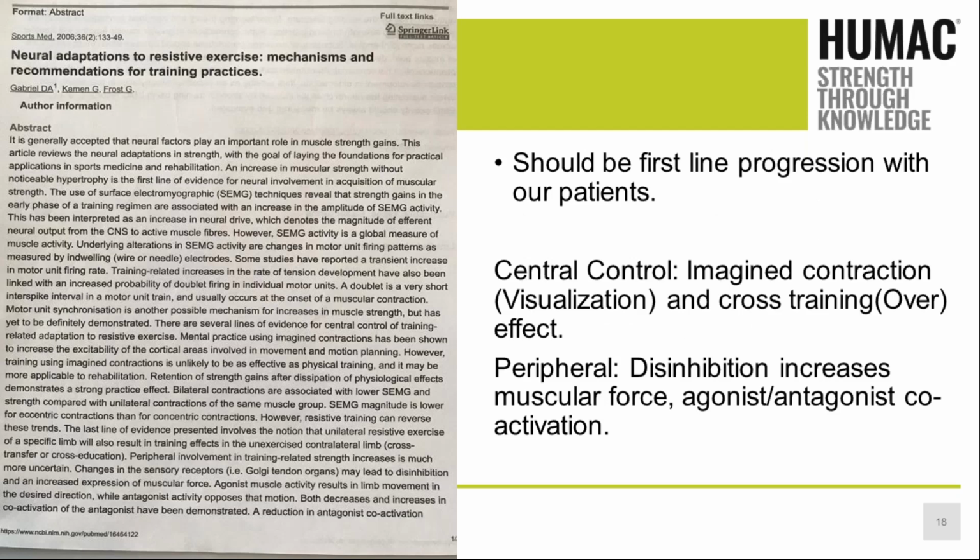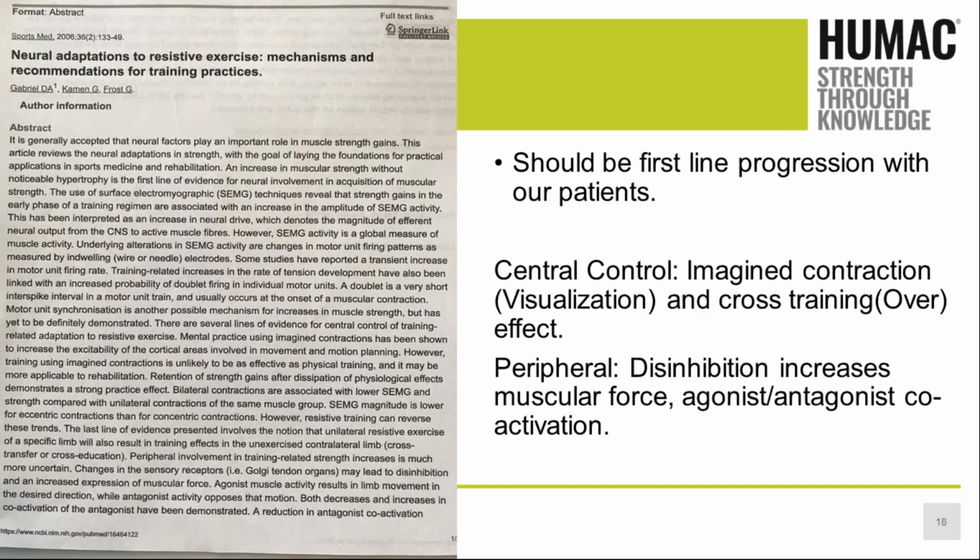And the other thing I'm really big on, and you'll hear me push this every single time we talk about exercise, is we really got to know about our motor control. It's got to be one of our first line of progression with our patients. If you talk central control, that's the imagined contraction, the visualization that we're doing, or the crossover effect. You train one quadricep in order to get that crossover effect in the other. But when we talk peripheral, we're really talking about just that disinhibition.